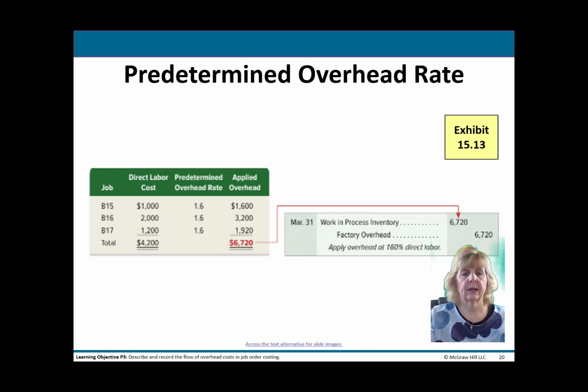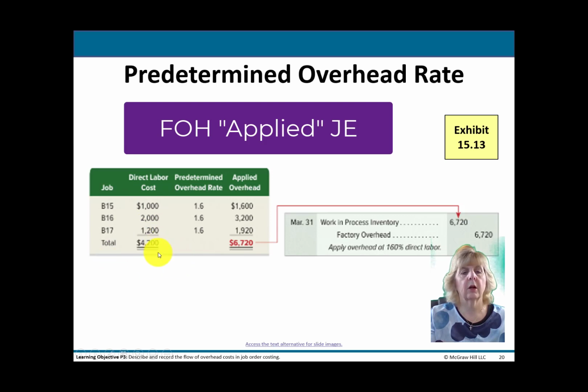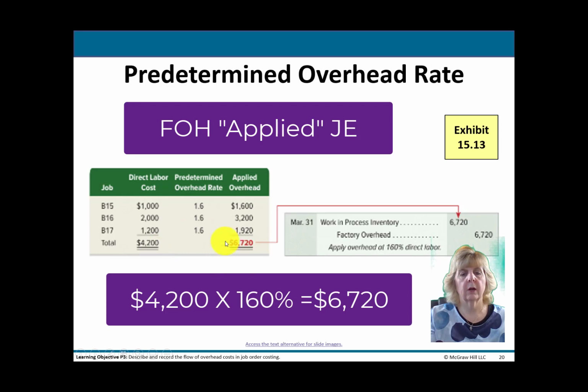So in this example, we saw direct labor costs of $4,200. We multiplied that by the rate of 160%. And as the job makes its way through the cost accounting system, it will get charged the overhead. How is that overhead going to be charged out? By a debit to WIP and a credit to the factory overhead account. We call this relieving the factory overhead account.